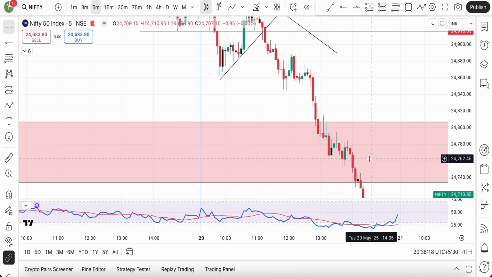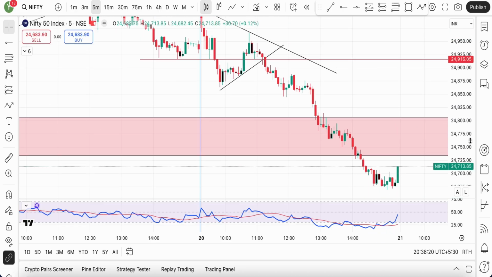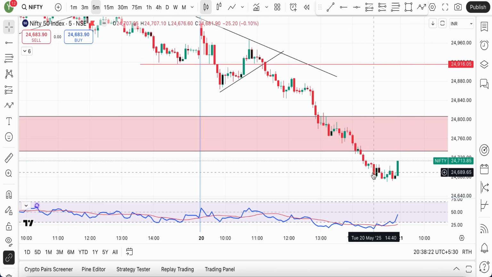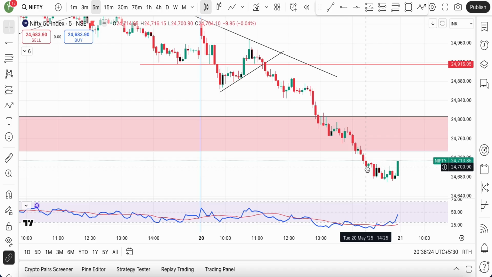And the trend continued on the downside, and I held on to my trade. I exited my trade around 2:25 something. Yeah, around this time.